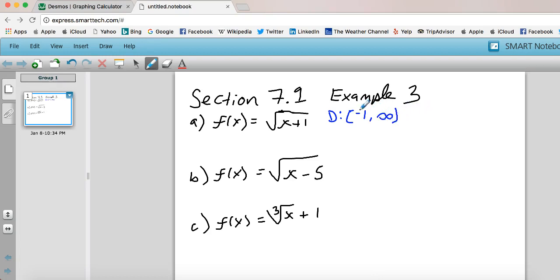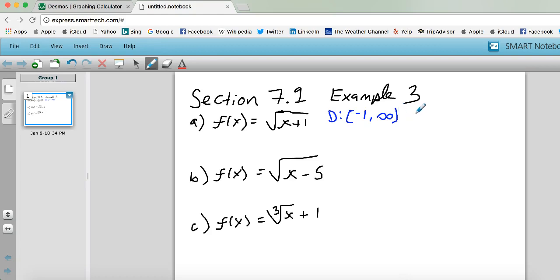Now notice the way I use my notation. I use a bracket to indicate that the number is included. So we use a bracket for -1 because -1 is part of the domain. However, infinity is not a number. You can't say, oh, I have infinity dollars or I reached infinity. It just represents every single positive number. Because you can't get there, in mathematics we use parentheses to show that it's not included. It approaches it, but it's not included.